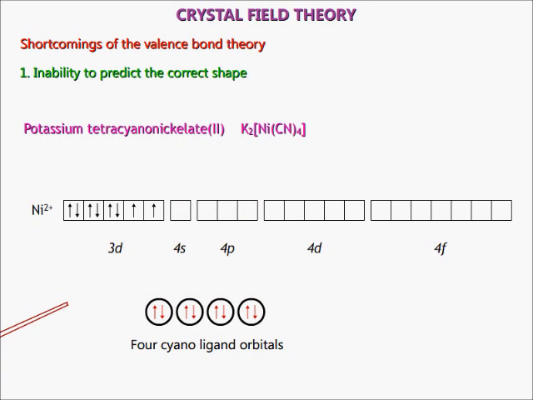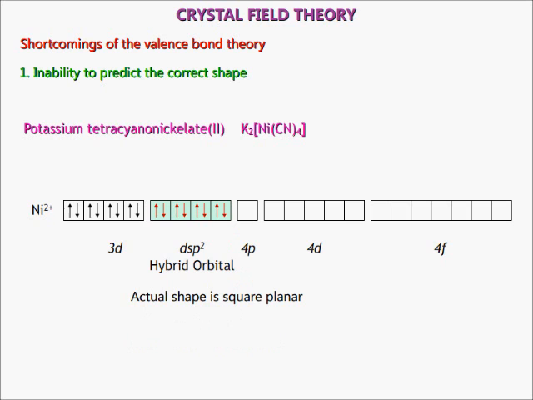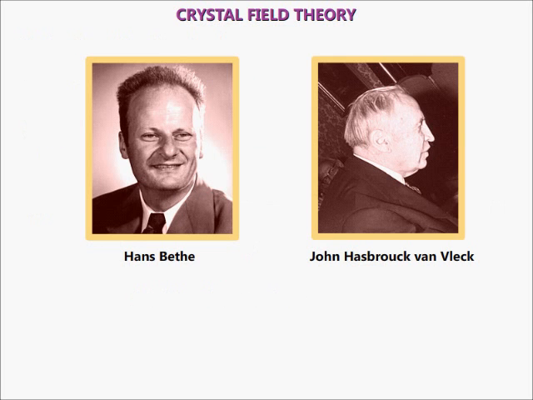The complex is found to be square planar in shape. Actually, the inner d orbital is involved in what is called dsp2 hybridization. The failure of the valence bond theory to explain the correct coordination complex chemistry led to the discovery of the crystal field theory, developed by Hans Bethe and John Hasbrouck van Vleck in the 1930s.